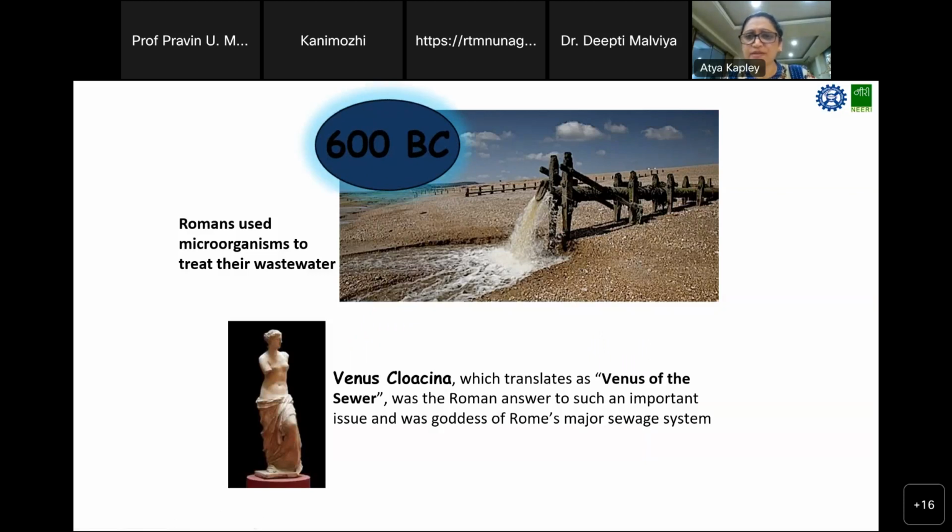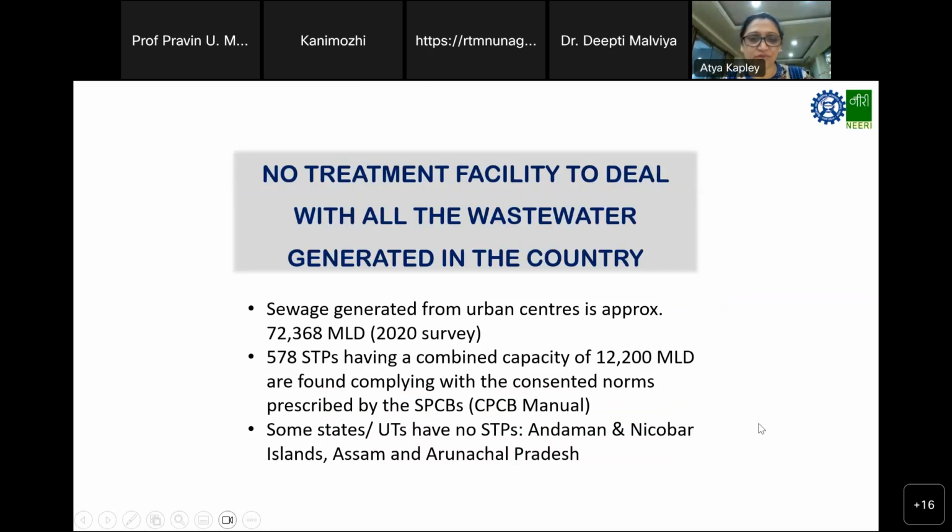Bioremediation is not a new concept. Even in 600 BC, it is said that the Romans pumped out all their sewage somewhere far away from the city. And like we have our normal sewage treatment plants, they had some version of that. They respected water so much that they even installed a goddess of the sewers, who treats the wastewater and makes it less polluted. Although, at that time, the population was not what it is today, so they did not reuse that water. But this is a story that we found.